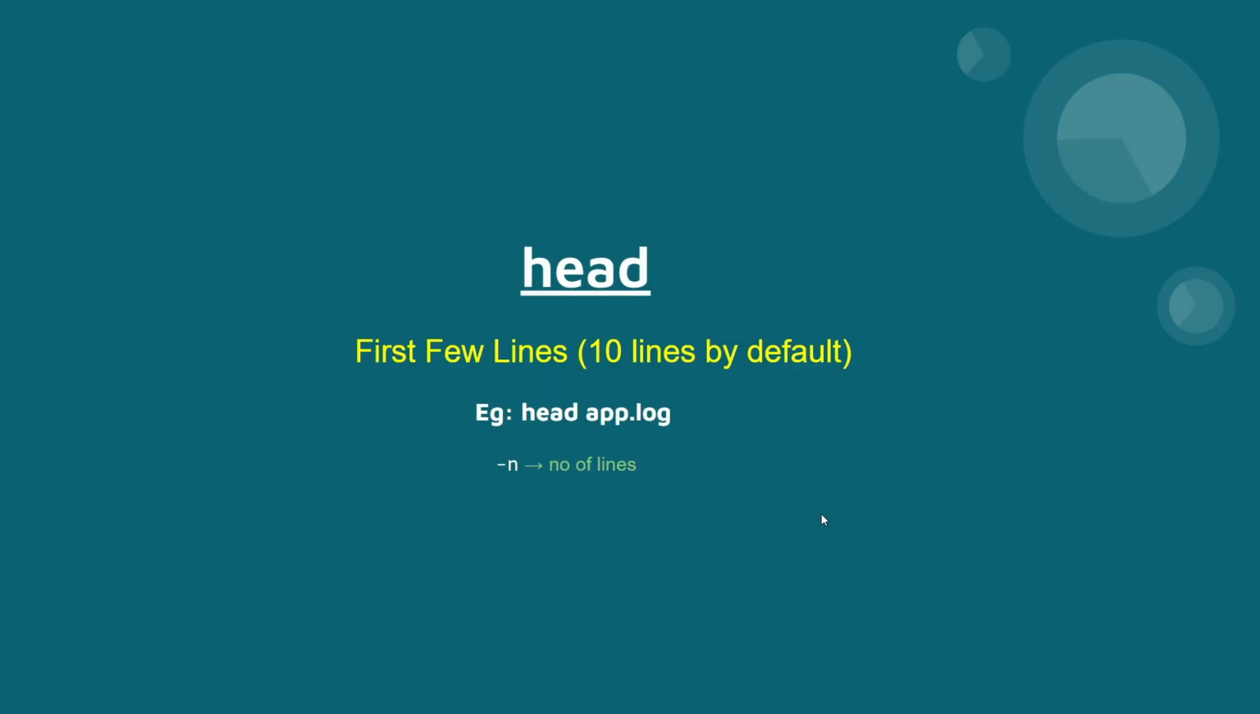Now the next command is head. The head command is used to see the first few lines. As you can see, head means the top position. So for the first few lines, by default it will show 10 lines. But if you wish to see any n number of lines, let's say you wanted to see the first 2 lines or first 3 lines or maybe first 50 lines, for that you have to use -n. This -n option is the number of lines, how many lines you wanted to see.